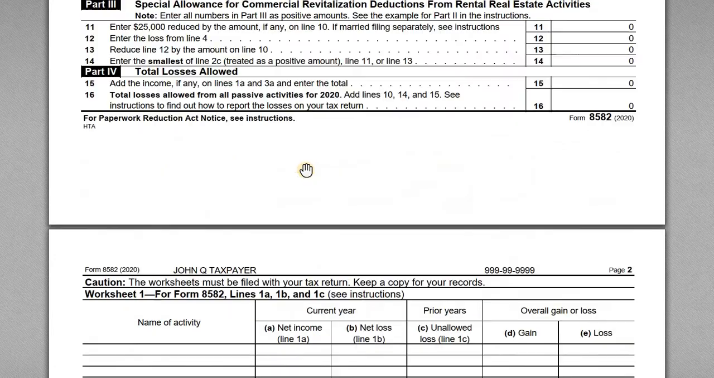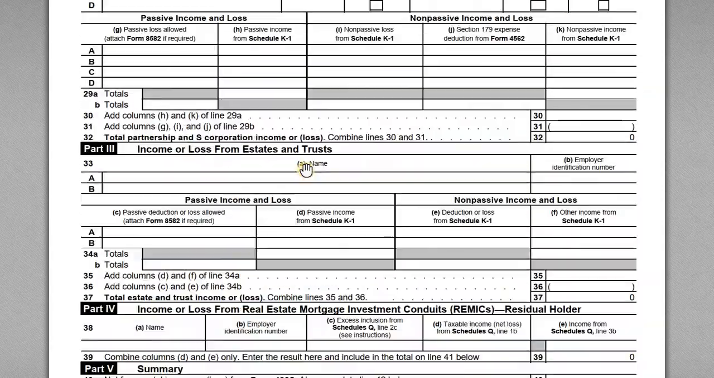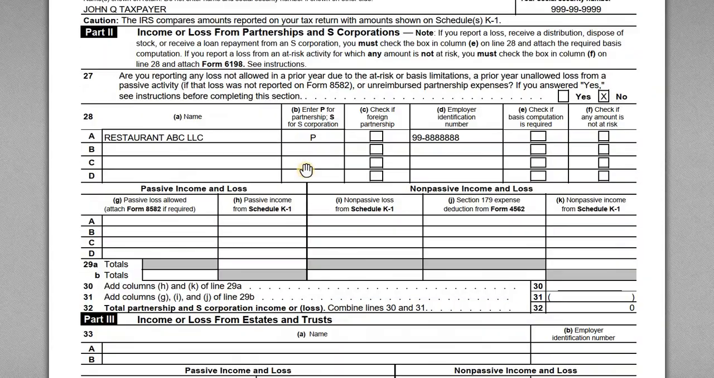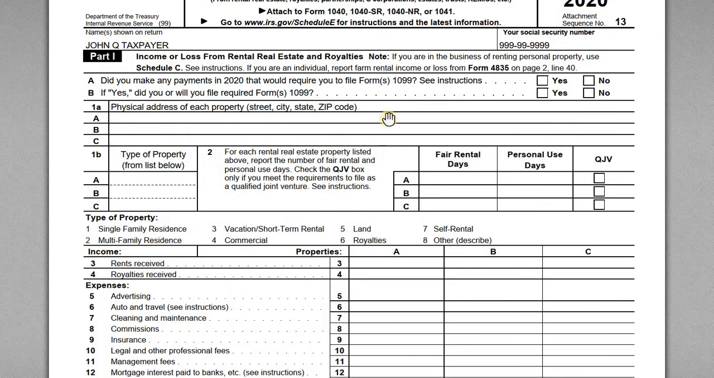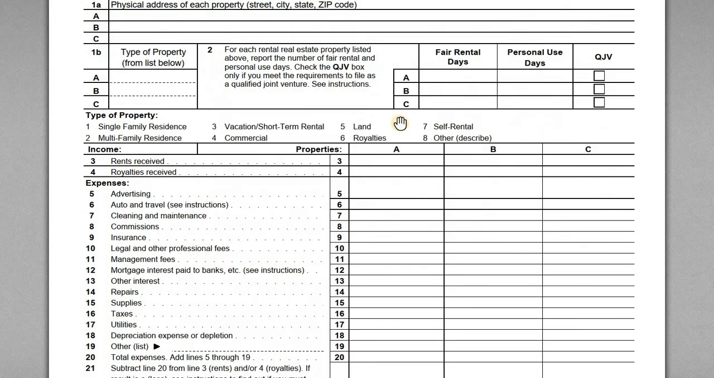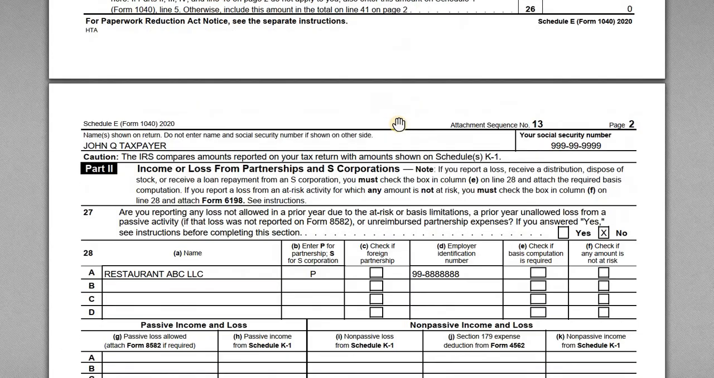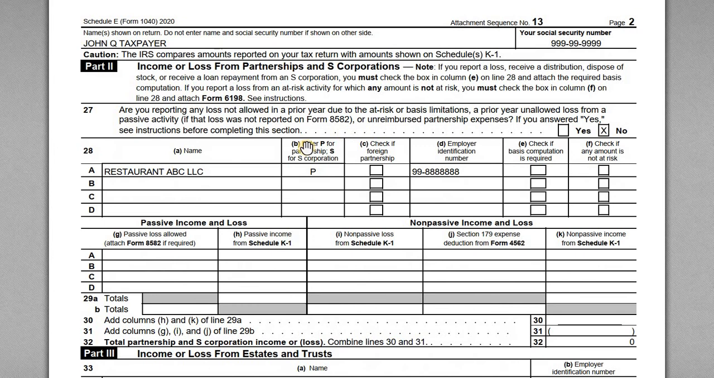So if we jump up to Schedule E here really quickly, just to show you how the reporting goes here. This is Schedule E, used to report supplemental income or loss. Part 1, page 1 is for rental income or loss or royalties. This is blank because John doesn't have any of those investments. Part 2, page 2, is for income or loss from partnerships and S corps, right? And then estate and trust are in Part 3.